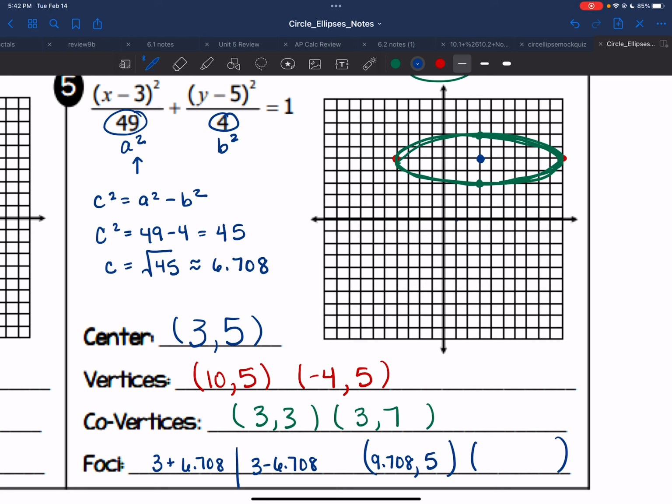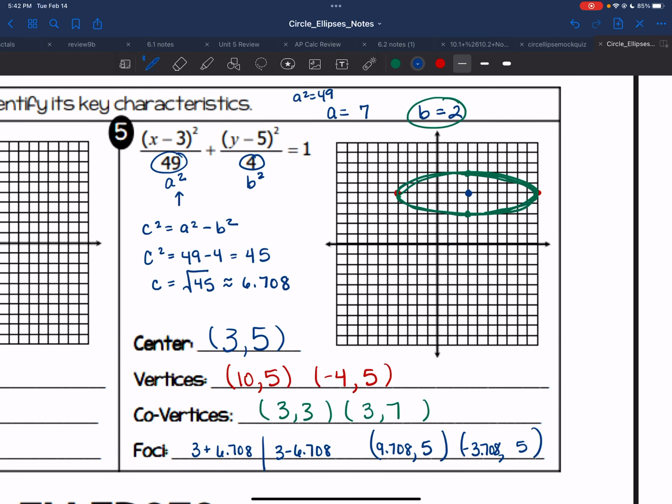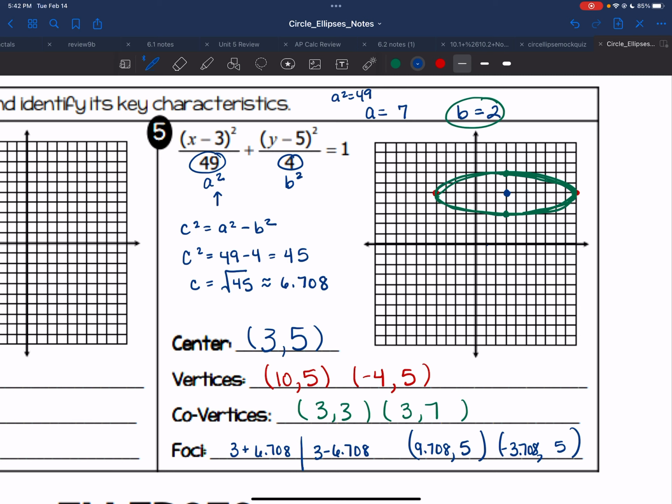And then my other is going to be 3 minus 6.708, which is going to be -3.708. So those are my foci as far as the coordinates are concerned. Something that is that close is going to be almost on top of the thing. So it's a little bit difficult to graph there, but do your best with what you can.